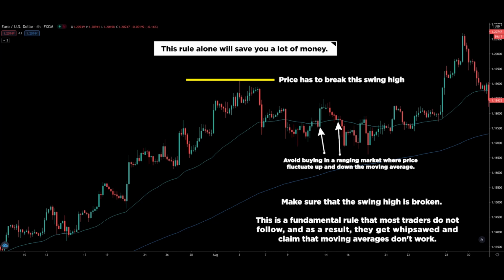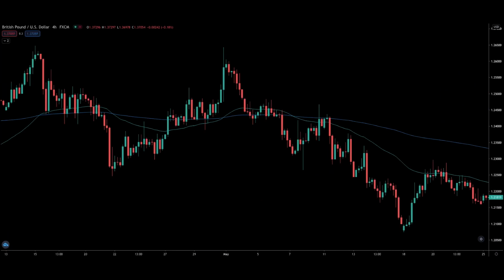This is a fundamental rule that most traders do not follow, and as a result they get whipsawed and claim that moving averages don't work. Now let me quickly show you a winning trade just so that you know how this first strategy works.